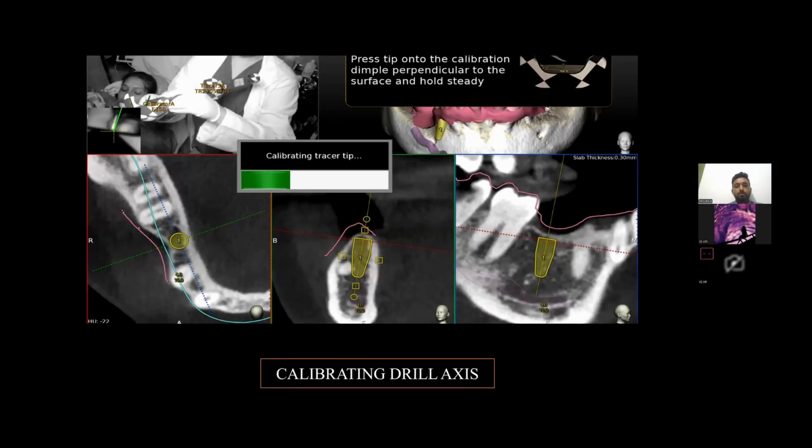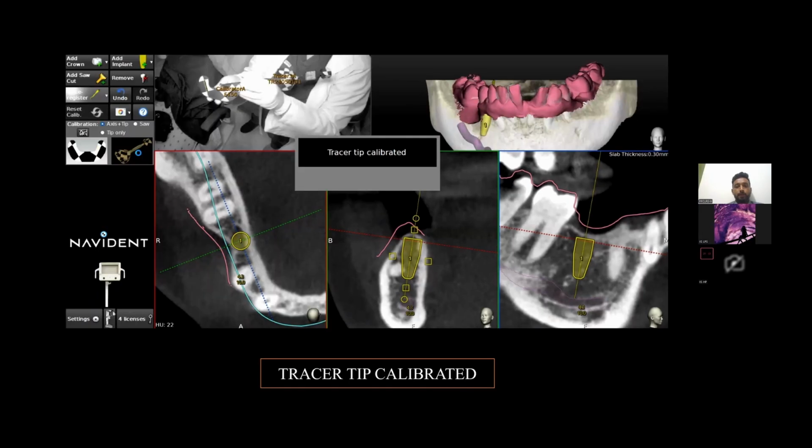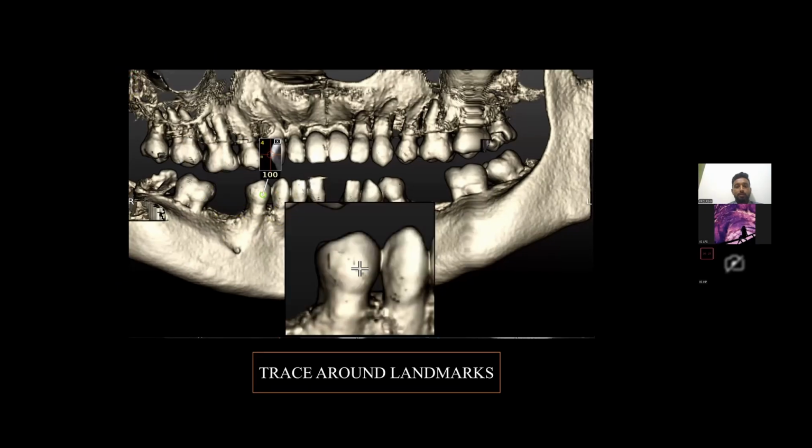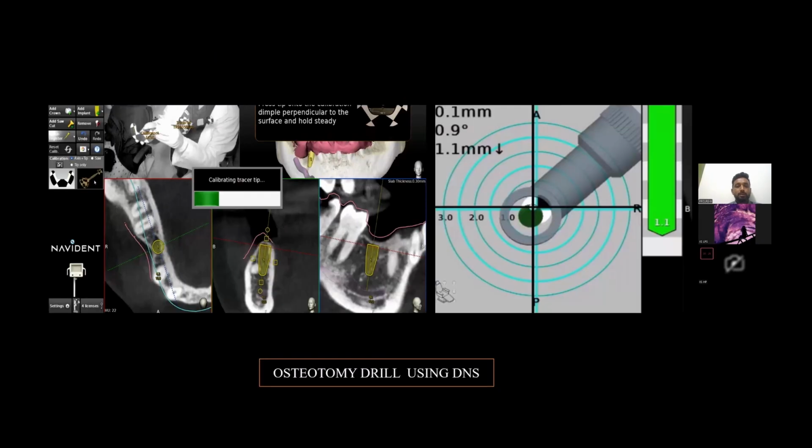Each tip should be calibrated, so calibration of the tip axis tips was done. The landmarks around the implant were also traced, and then the drills were calibrated. Then osteotomy was done. Each and every drill should be calibrated, including the implant, for accurate placement. We can see we deviated around 0.1 mm only, and angular deviation was only 0.9 degrees, and we had 1 millimeter of depth to go.